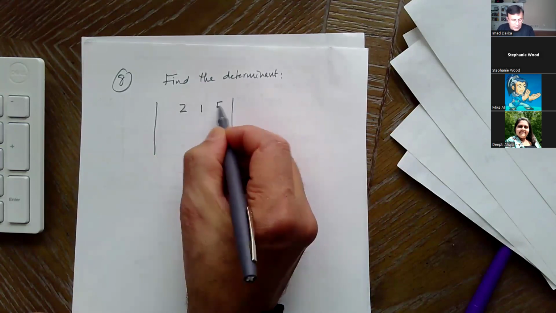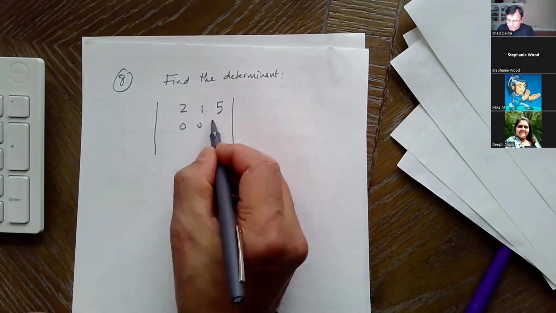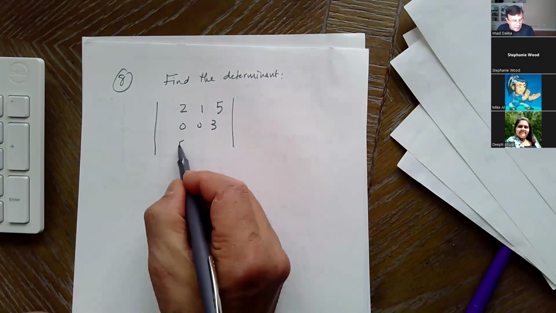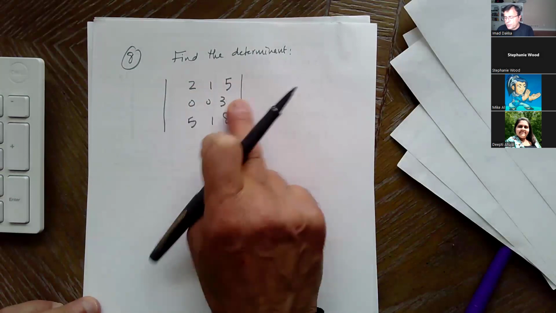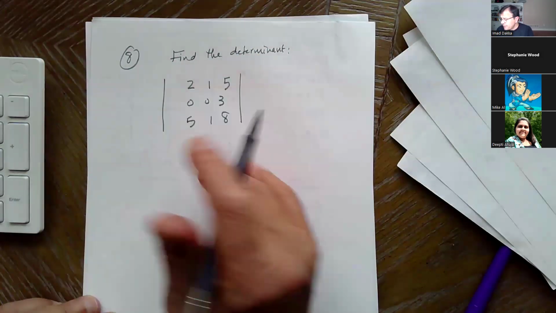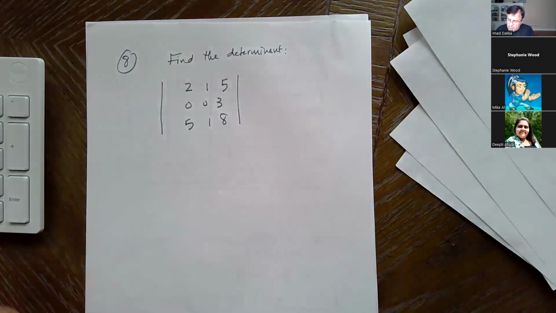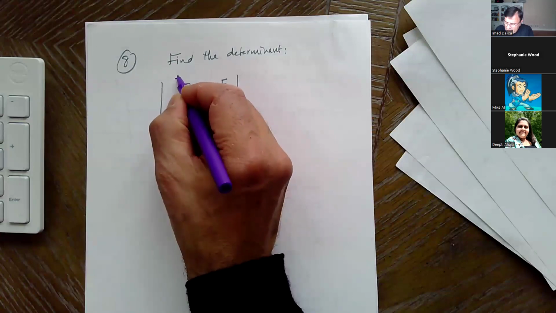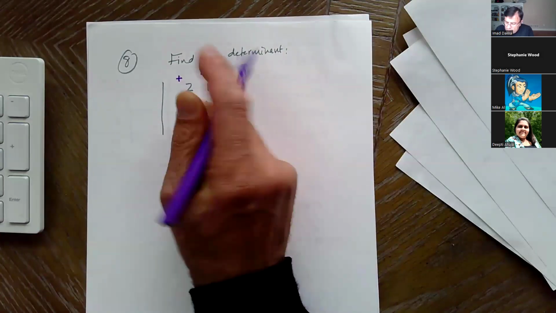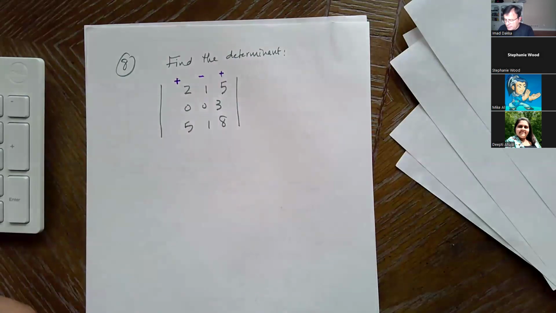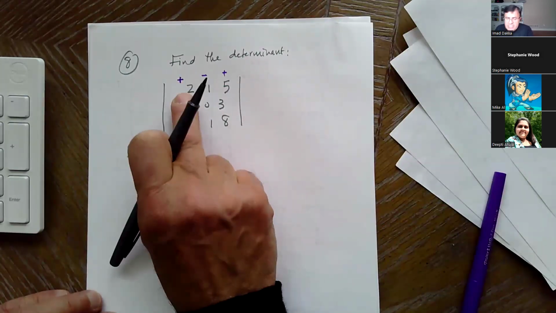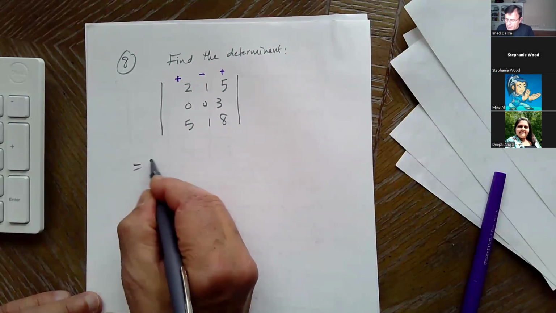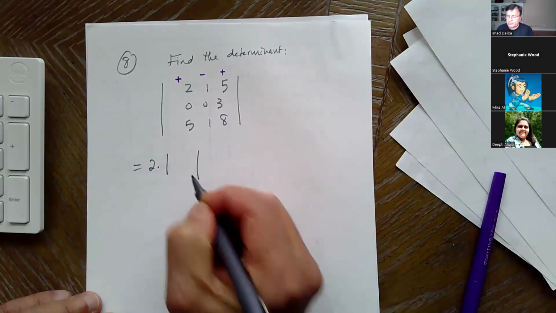2, 1, 5, 0, 0, 3, 5, 1, 8. So usually we can reduce it along any row or any column. I'm just gonna do the top row. So the signs are plus, minus, plus. It's always a plus up there and then they alternate. So we take the first entry, which is 2, plus means keep the sign of 2, times its minor.